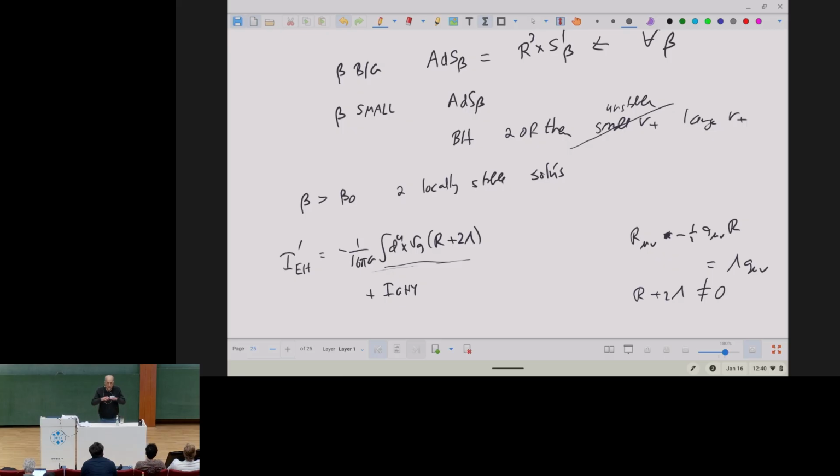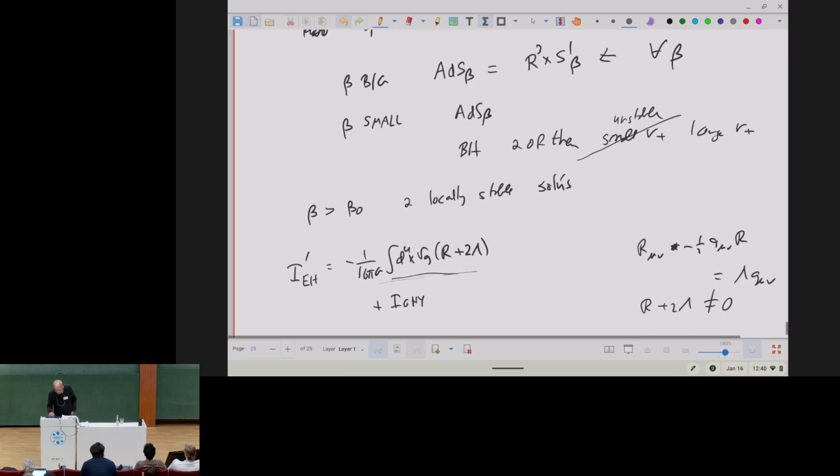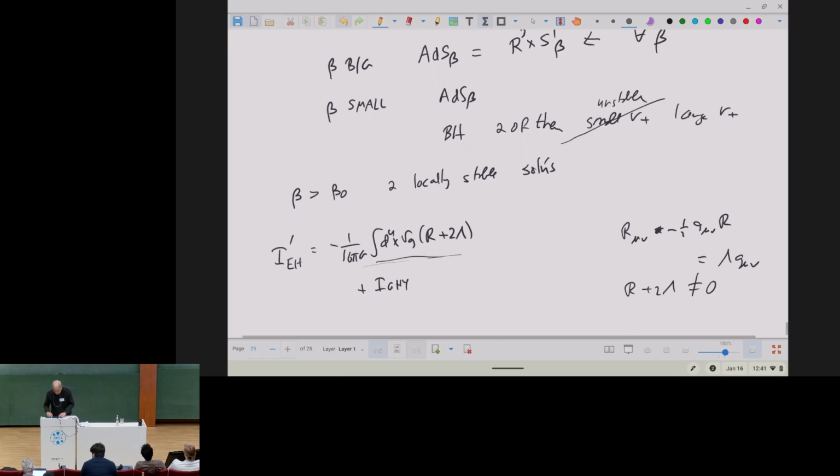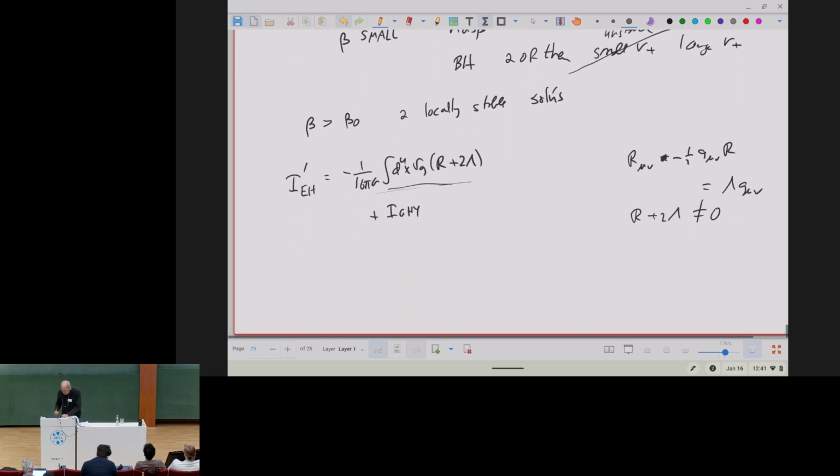So the action is the volume of the space-time, which is infinite. But you regularize it by subtracting something. A way to say it is that what you're really interested in is comparing the action of two solutions, the one with and without the black hole. That difference is finite. And the sign of that difference determines whether what's truly stable is the thermal gas or the thermal gas plus a black hole. So Hawking and Page found the Hawking-Page transition.